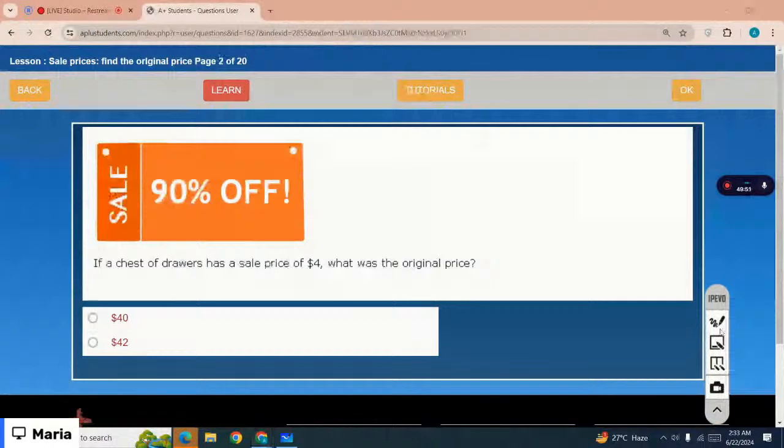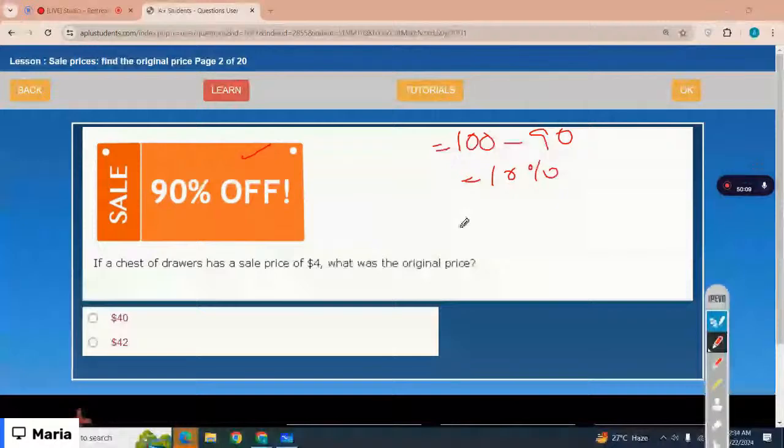If a chest of drawer has a sale price of $4, what was the original price, right? That was on the sale and for $4. You have to calculate the original price. So that means he paid only 10%, right? So just calculate the 10%.